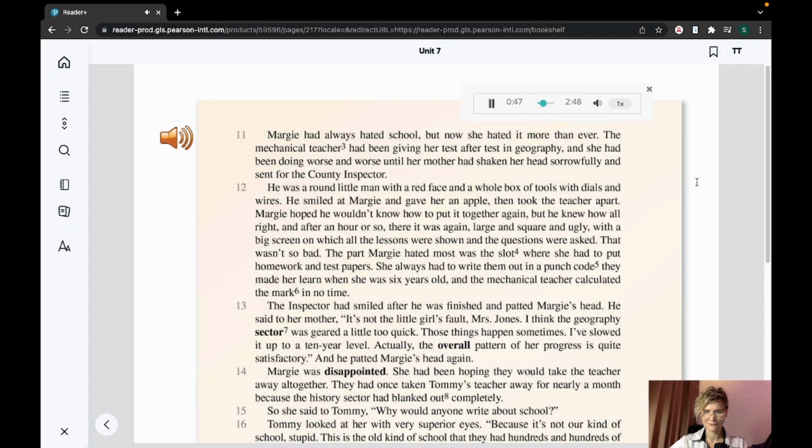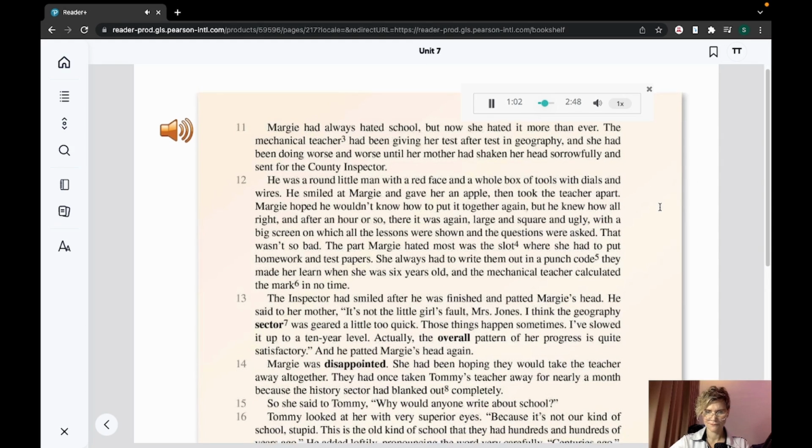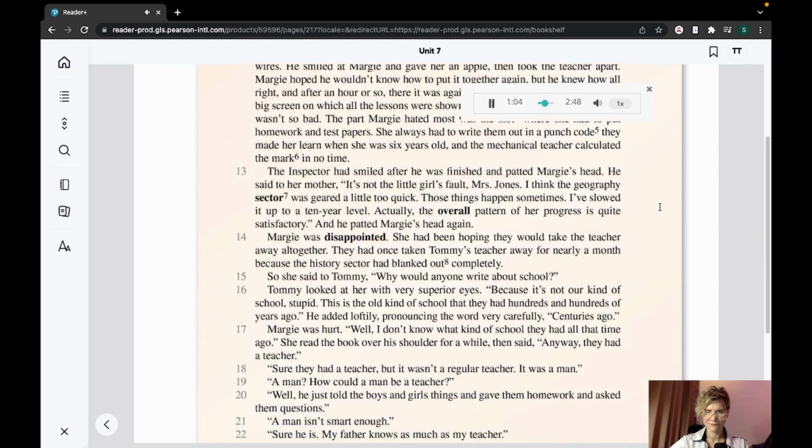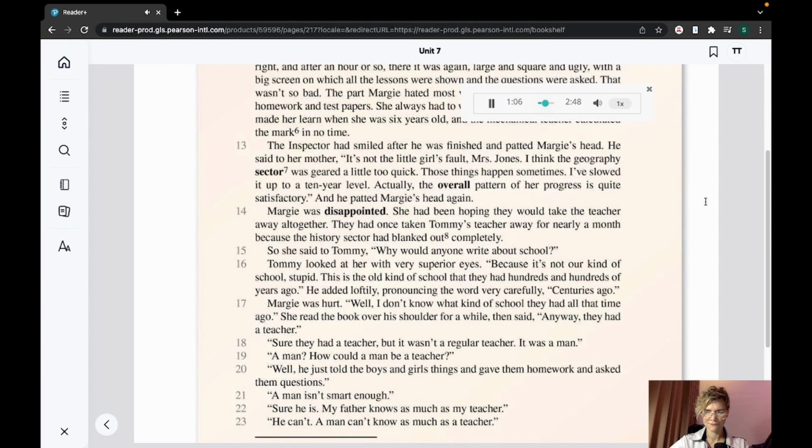That wasn't so bad. The part Margie hated most was the slot where she had to put homework and test papers. She always had to write them out in a punch code they made her learn when she was 6 years old, and the mechanical teacher calculated the mark in no time. The inspector had smiled after he was finished and patted Margie's head. He said to her mother, "It's not the little girl's fault, Mrs. Jones.